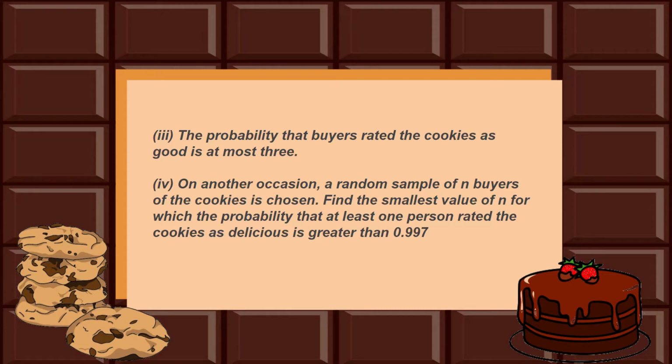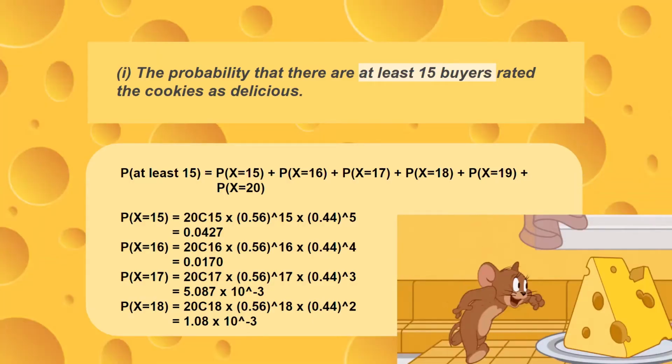And then the last one: on another occasion, a random sample of n buyers of the cookies is chosen. Find the smallest value of n for which the probability that at least 1 buyer rated the cookies as delicious is greater than 0.997. Now we go to the first problem.